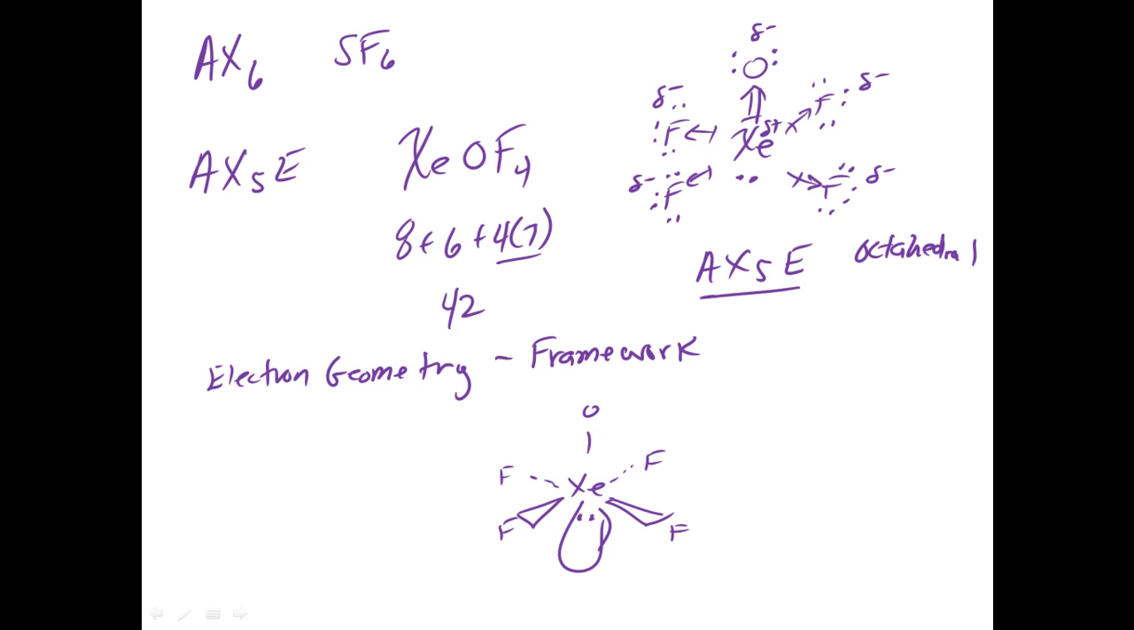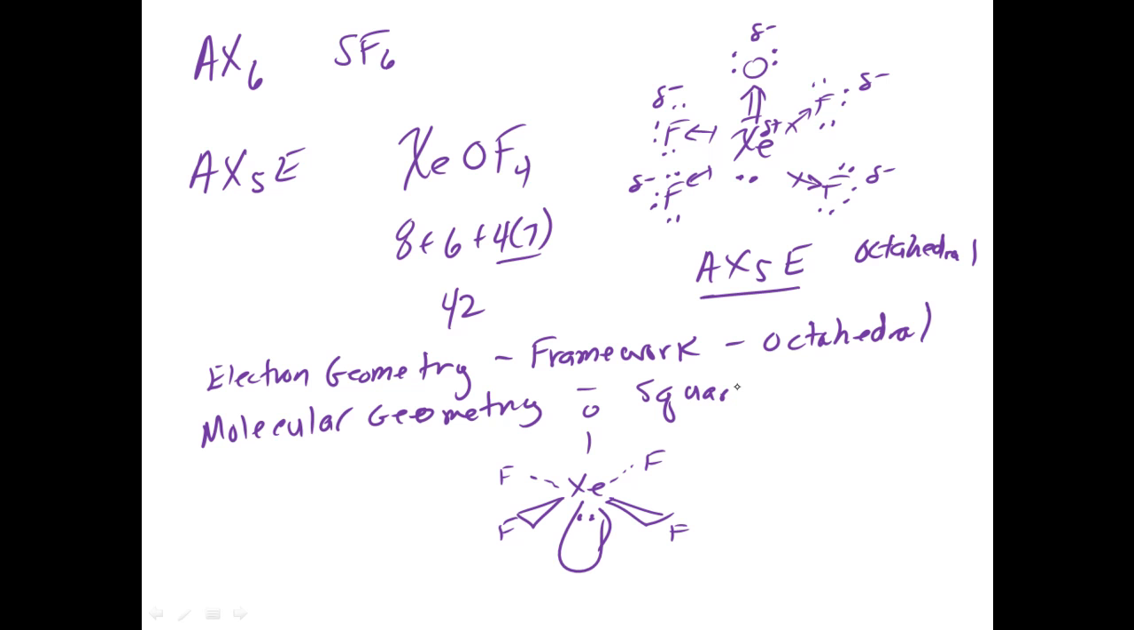So the electron geometry is octahedral, but the molecular geometry is what we see with the bonding pairs. So the molecular geometry is called square planar. All right, I'm stressing electron geometry and molecular geometry because I saw some of the quiz questions and they asked for electron geometry and molecular geometry. So electron geometry is what I was calling framework.